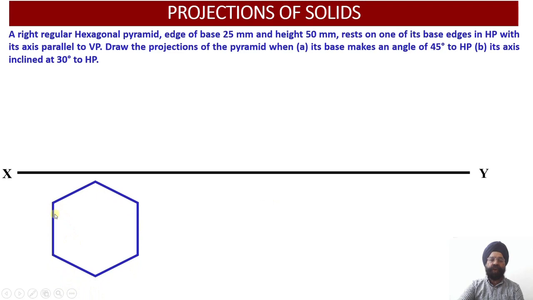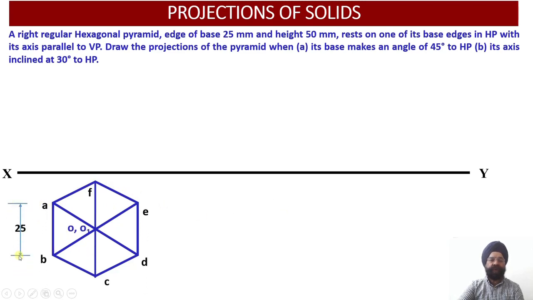Now this is the edge of the base, and this edge of the base happens to be perpendicular to the vertical plane, and this base edge is resting on the ground, that is, on the horizontal plane. So we are going to draw the top view, which will reveal the true shape of the top view of the base over here. So let us do the marking of the points.